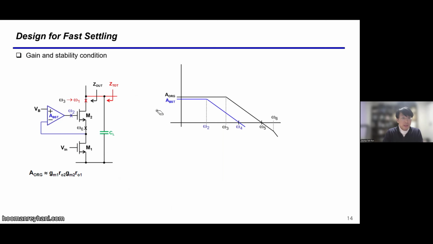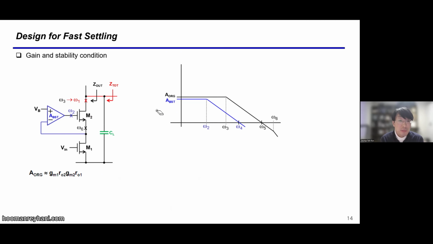Now let's talk about how to design a gain boosting amplifier for stability. First one is stability, right? Any loop should be stable. And second one is fast settling, considering future utilization for switched capacitor circuit.